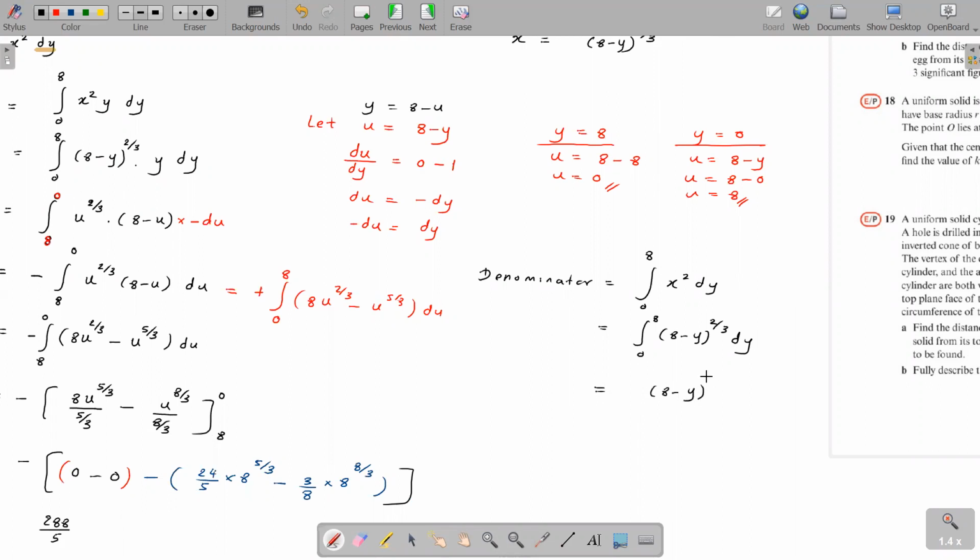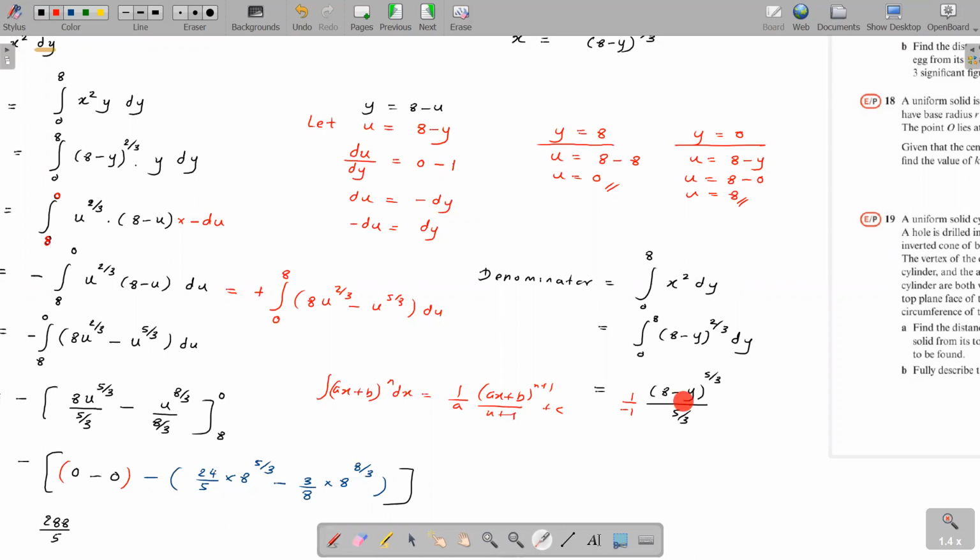8 minus y to the power 2 over 3 plus 1 is 5 over 3, divided by 5 over 3. And since here it's a minus y, the a value is minus 1. You remember integration of ax plus b to the power n, the very first rule is 1 over a, times ax plus b to the power n plus 1 divided by n plus 1, plus c. So this is the rule.